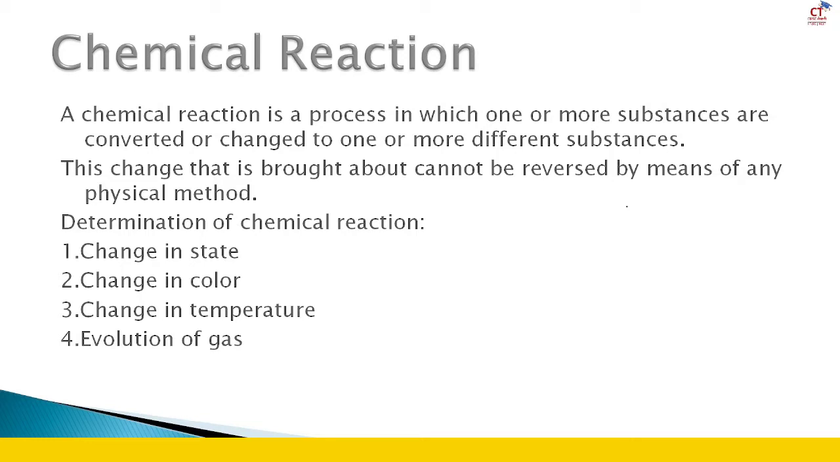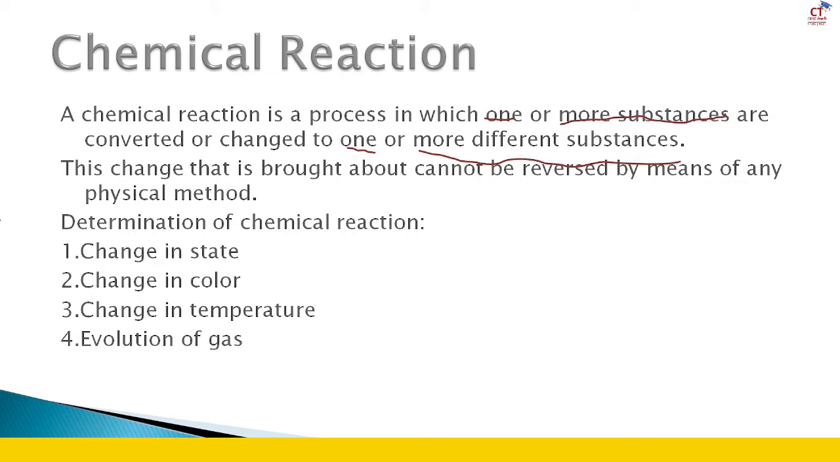So, let's start. What is a chemical reaction? A chemical reaction is a process in which two substances are converted or changed to form one or more different substances. That is, a chemical reaction basically can be divided into two parts, that is, the reactants and the products. In this case, we have written one or more substances that will be getting converted. These substances that are being converted are known as the reactants, and the new substances that are formed as a result of this conversion are known as products.